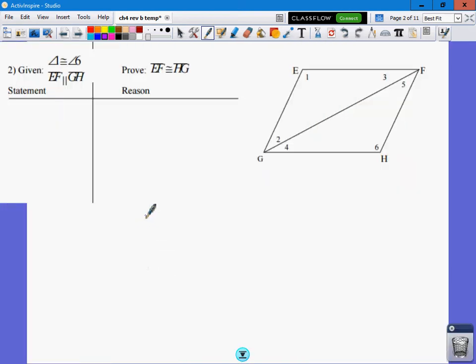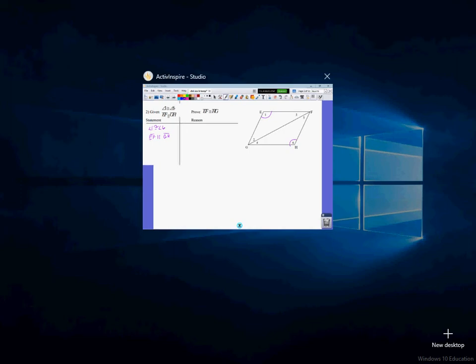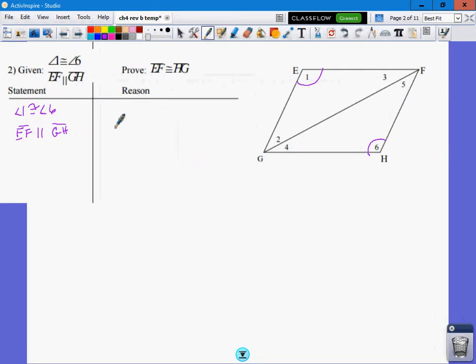Number 2. Angle 1 is congruent to angle 6. I'm going to make sure I mark that given information in my picture. Segment EF is parallel to segment GH. I'm going to make sure that that is marked as well, and that it is given. EF is parallel to GH.